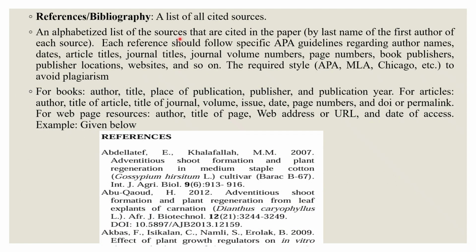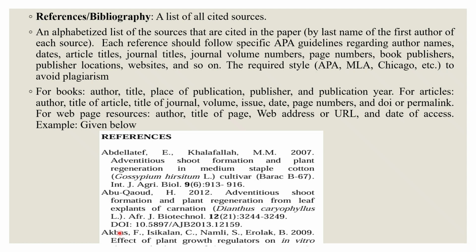And the last part is the references or bibliography, where you will be listing all the resources that are cited in this paper. So there are specific styles to follow for the reference, APA, MLA, etc. And this is just to avoid plagiarism. So wherever you are in the overall paper, in the introduction, in the discussion, you will be citing different references to avoid plagiarism. So you will be listing them in the last section of your paper, and that has to be alphabetical, from A to Z.